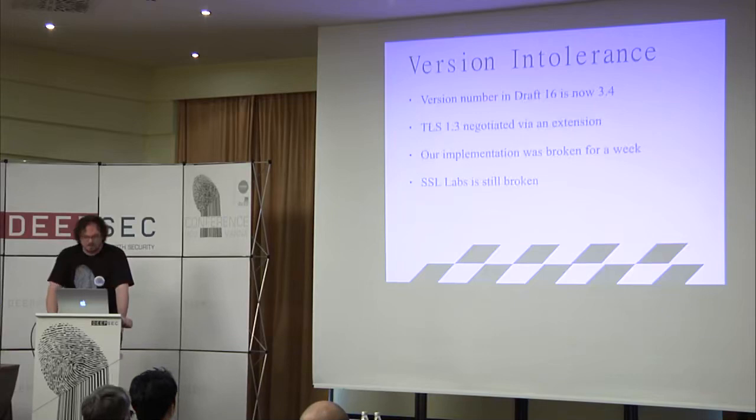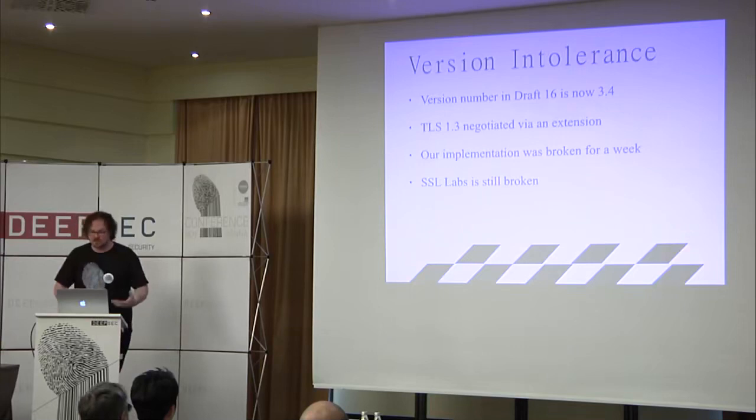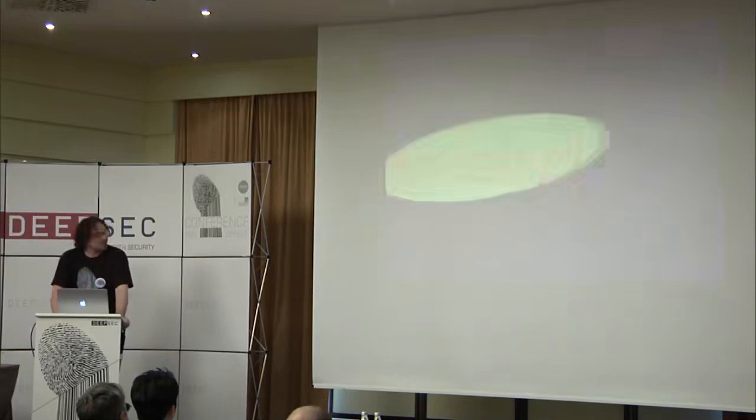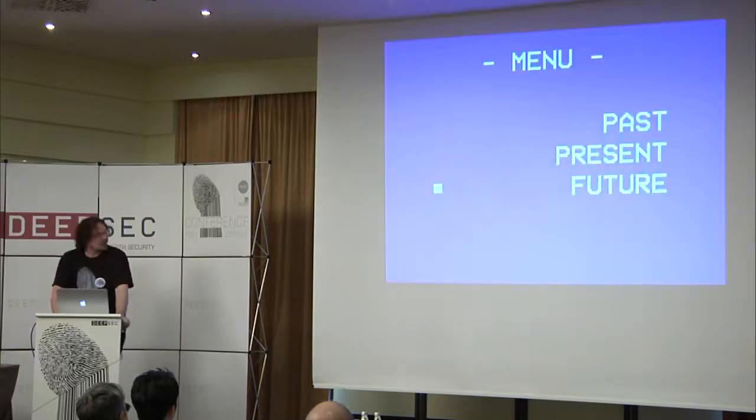So the version number in draft 16 is actually, this is a typo, it's 3.3. It's the same version as TLS 1.2. It's just that 1.3 is negotiated with an extension. This broke our implementation for a week, but we eventually caught up, and SSL Labs is still kind of broken with that. But in any case, we launched it, and that's it.